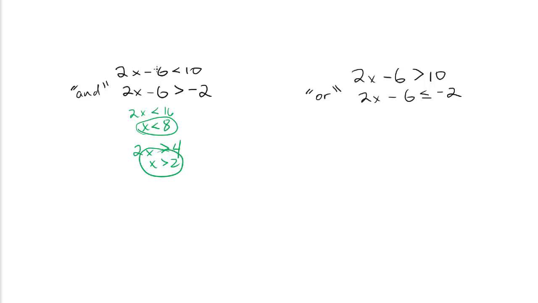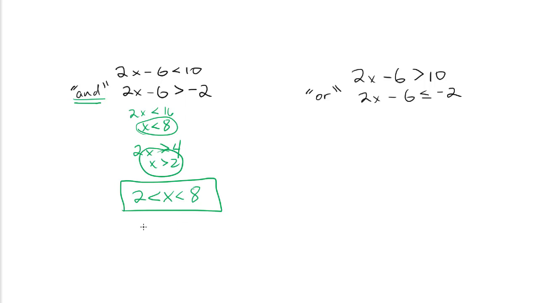Note, I can combine these with my and condition into one essentially three-way inequality. X is less than 8 and greater than 2. You'll often see this the case. I have a three-way inequality, okay?